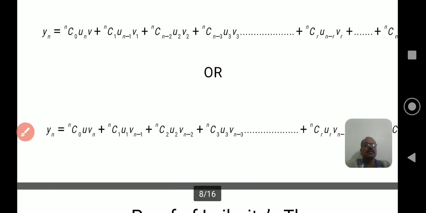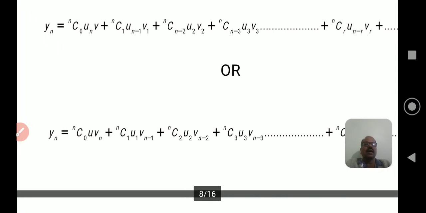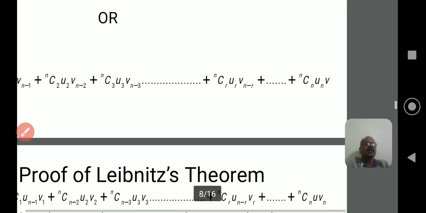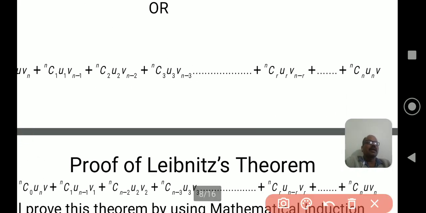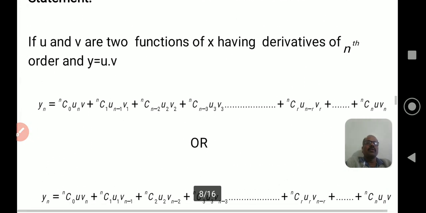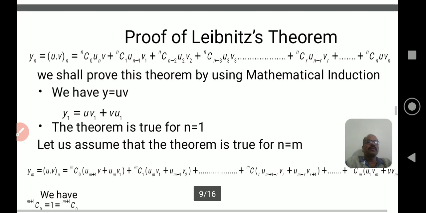We can put it like this. Another form is also possible: instead of writing nC0 un v, we can write nC0 u vn, just reversing these two terms. Next, the last term, instead of writing nCn u vn, we write nCn un v; both are the same. Once more I repeat the statement of Leibniz theorem: if u and v are two functions of x having derivatives of nth order, and y is equal to uv. Now we can write the proof of the Leibniz theorem.